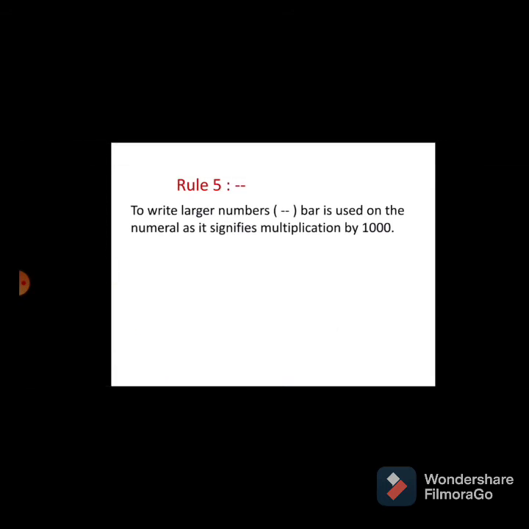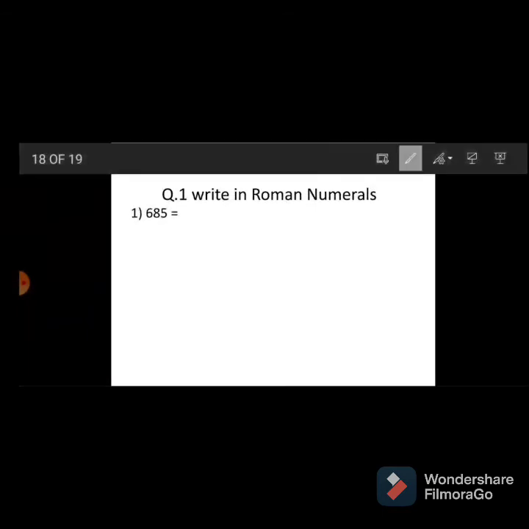Okay, then see a few questions which are given in the textbook. See the first question: write in Roman numerals the given Hindu-Arabic number, that is 685. How to write it in Roman numerals? Before writing in Roman numerals, we have to split it or write it in expanded form. Expanded form is already explained in one video. You can watch it, the link is given in the description box. Then see how to write in expanded form.